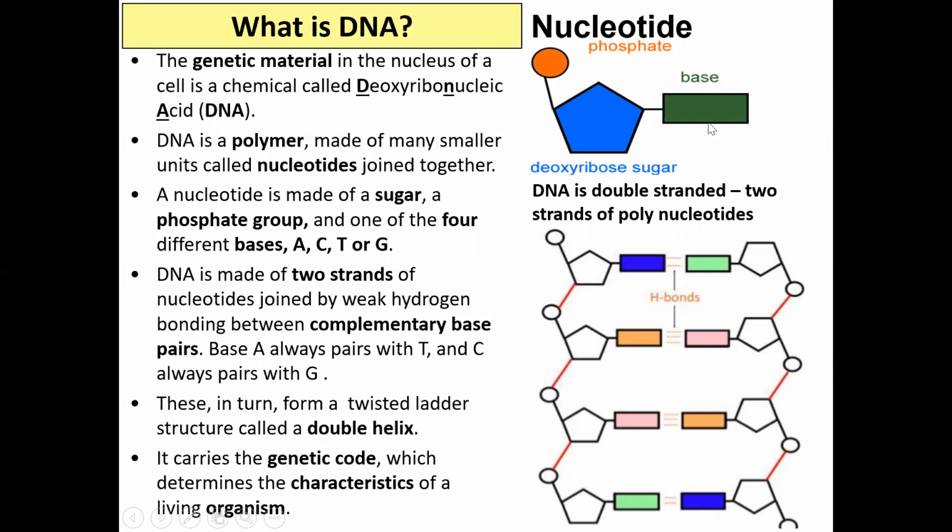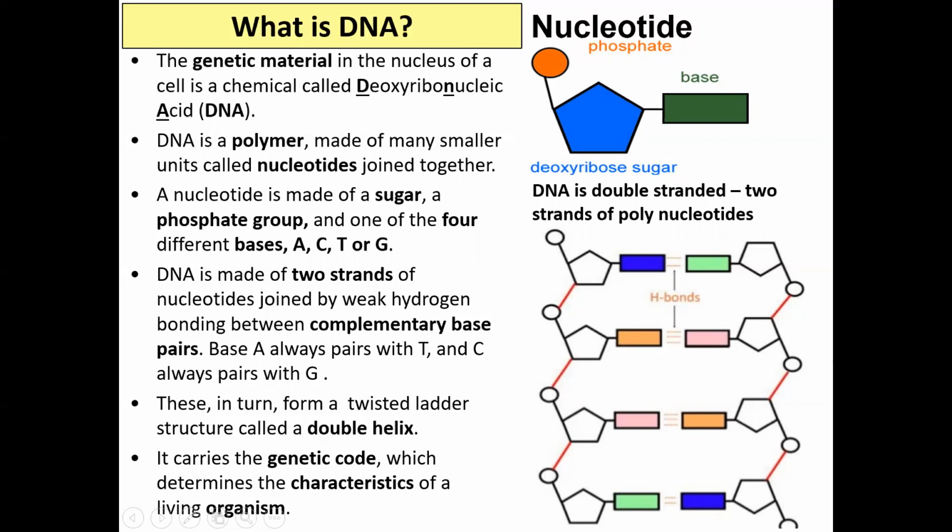Now there are 4 different bases that can be found within a DNA nucleotide. They're called adenine or A, thymine or T, cytosine, C, or guanine, G. So a nucleotide is made of a phosphate, a deoxyribose sugar, and a base, A, T, C, or G. Now it's these nucleotides that join together to form DNA. You can see this is a structure of DNA.